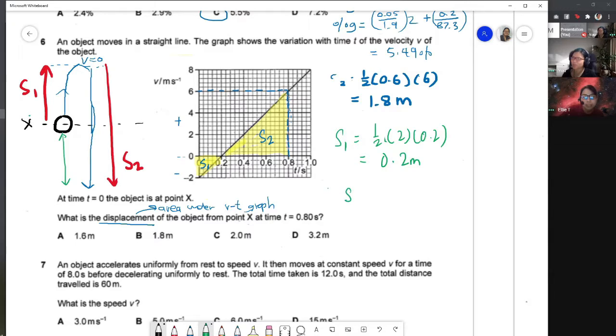So I think at the end of the day, we are looking for S2 minus S1, or the difference, which is 1.8 minus 0.2, which will give us 1.6 meter. I agree.